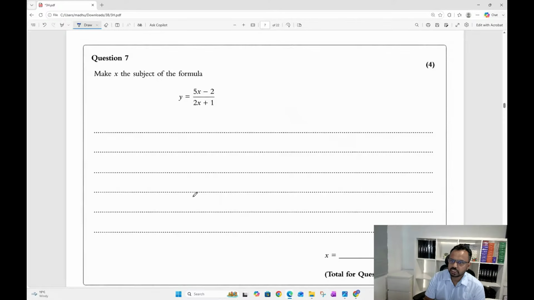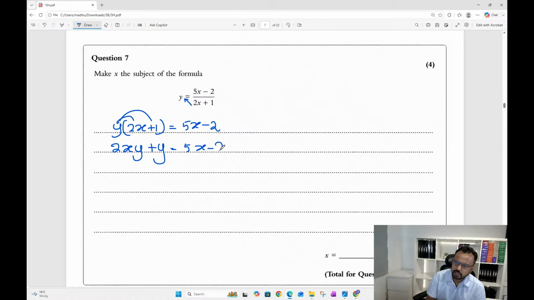So there is some stuff that I talked about in that paper but not in this, and vice versa. Right, let's have a look, guys. Make x the subject. So y bracket 2x add 1 is equal to 5x take away 2. Multiply out the brackets now, guys. 2xy add y is equal to 5x take away 2. Now I need to make x the subject. So I have x here and another x here. It's not good. I'd rather take them to the same side.